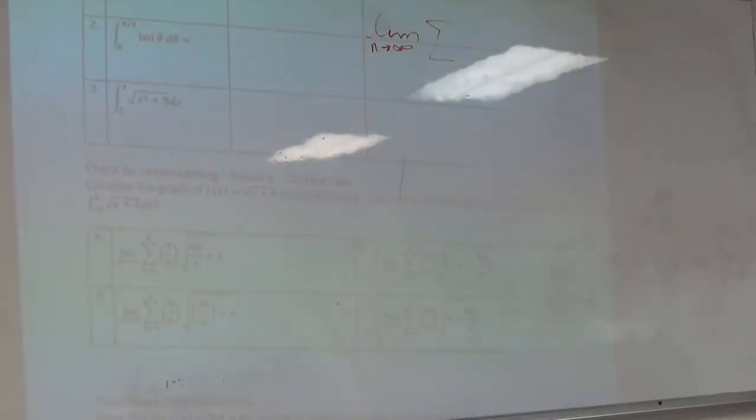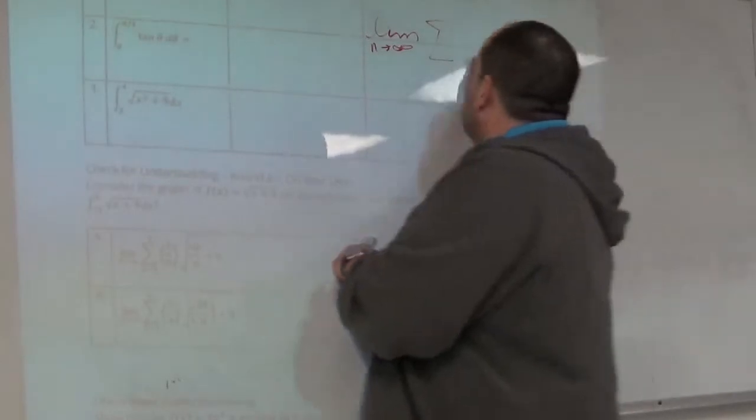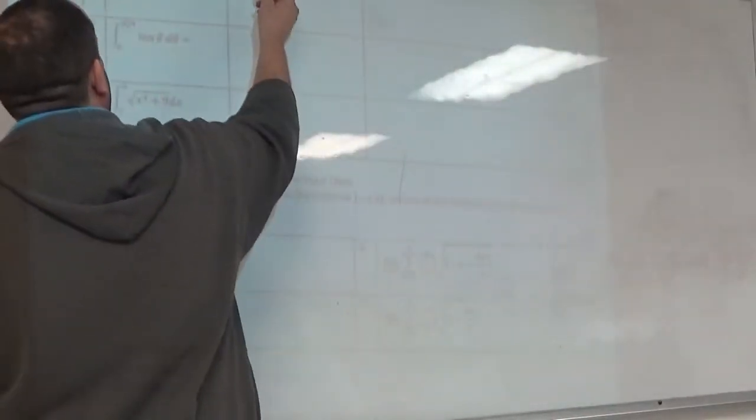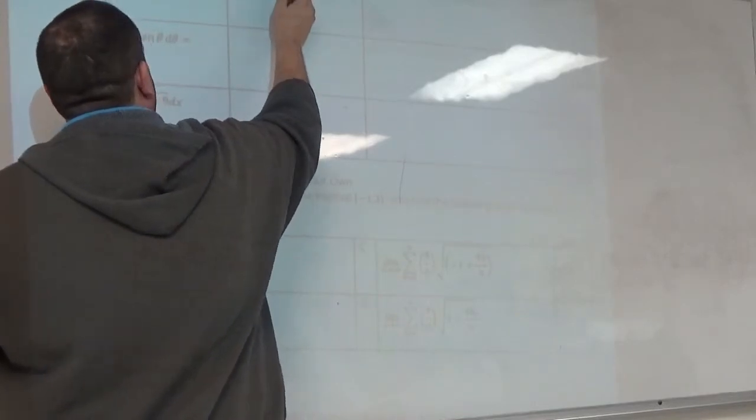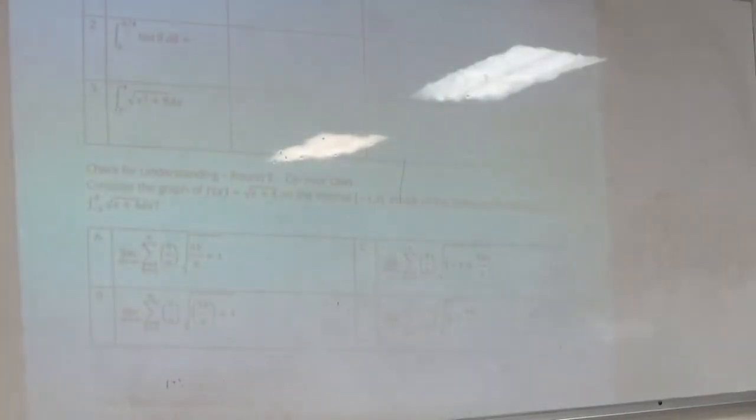Make sure your area is accurate to 3 decimal places. So we've got 1.989 for that first area. If you're not getting that area, you might not be in radian mode. That could be the problem.